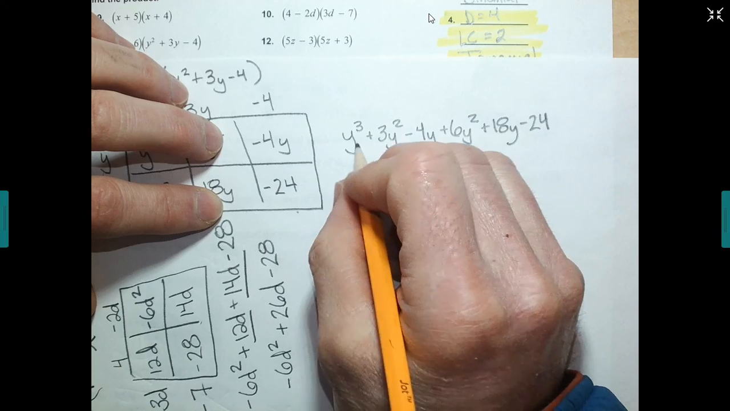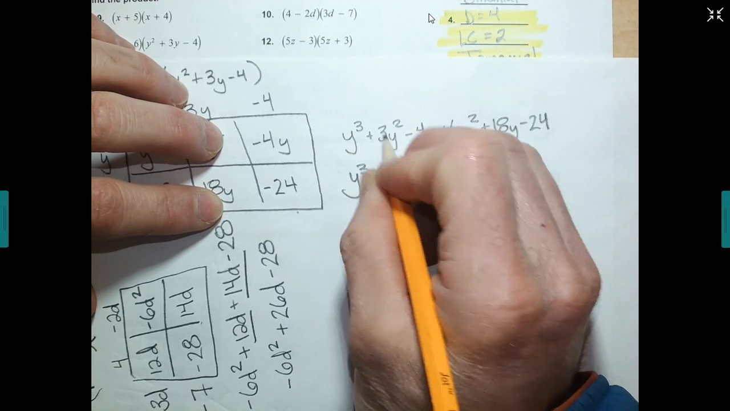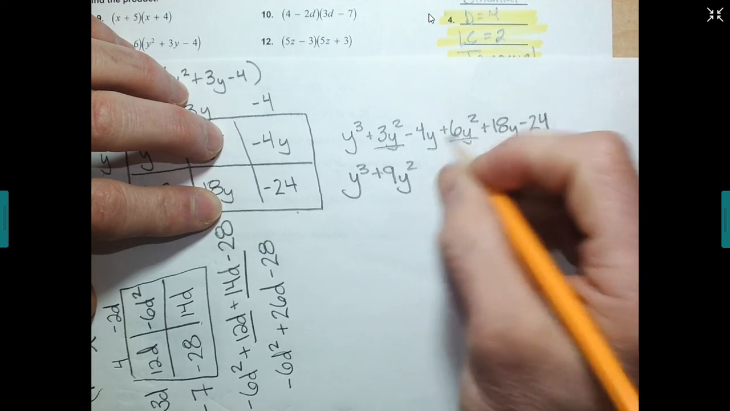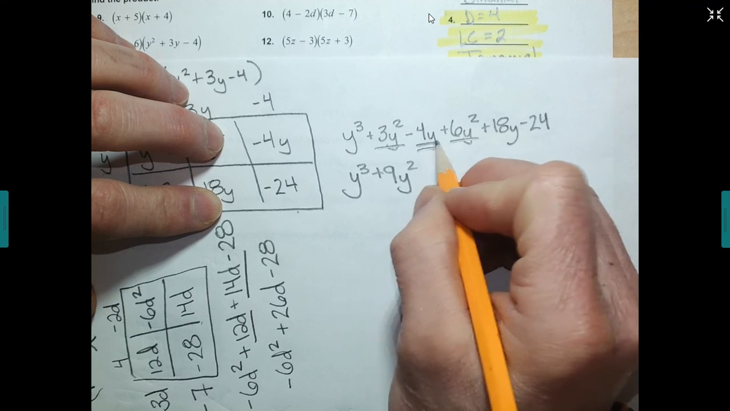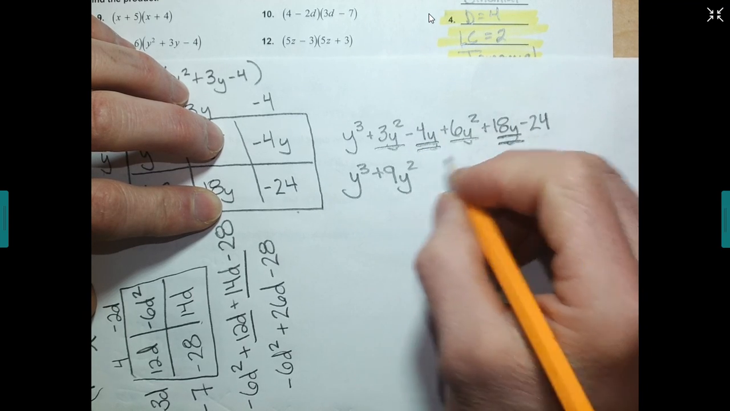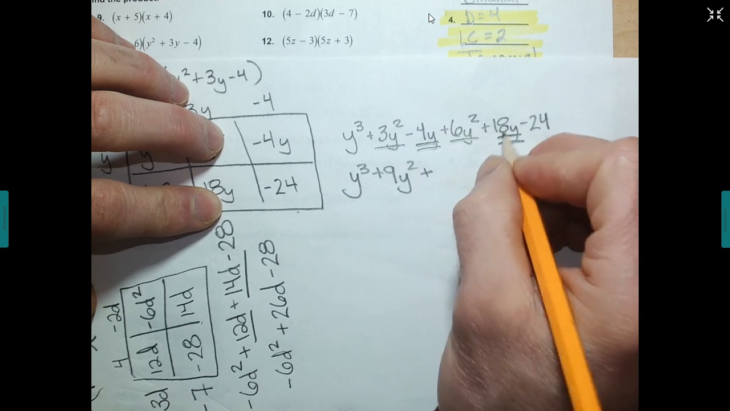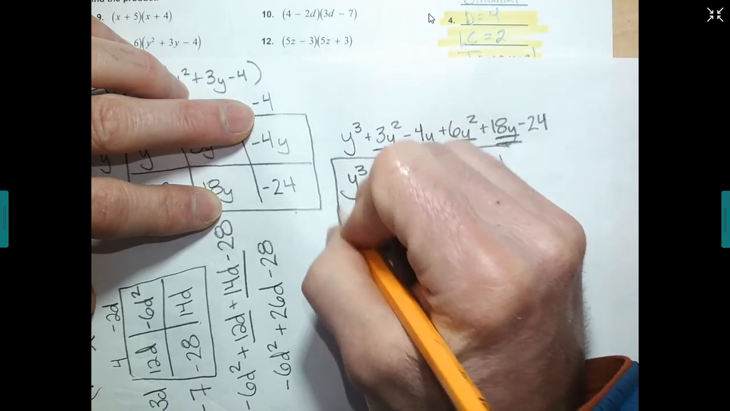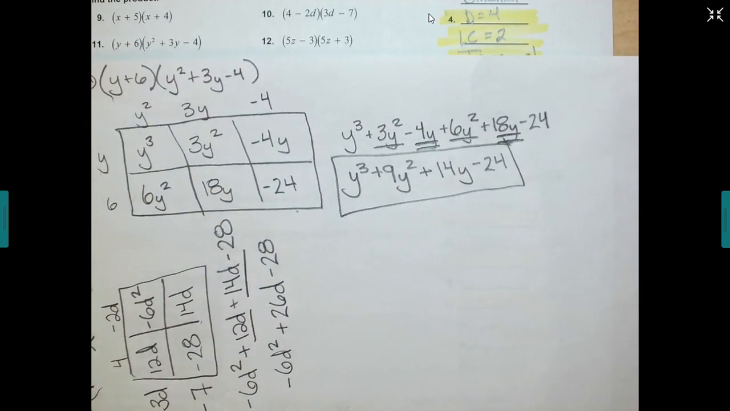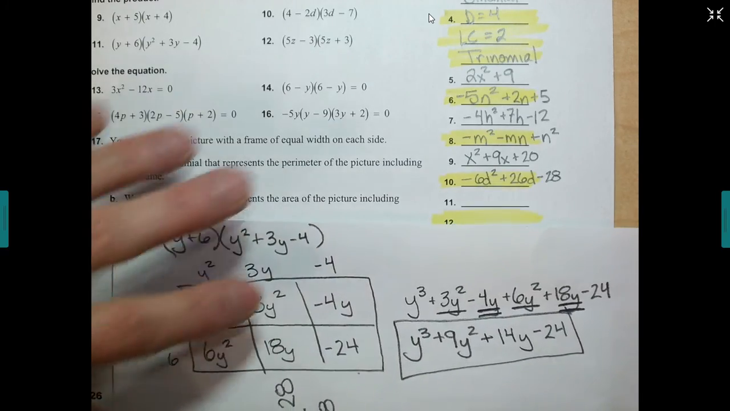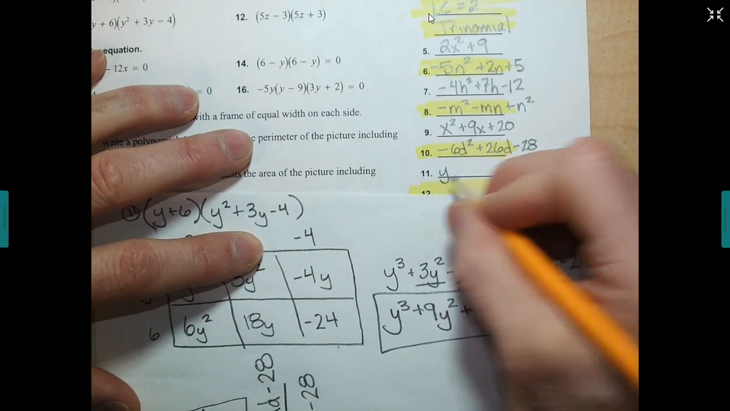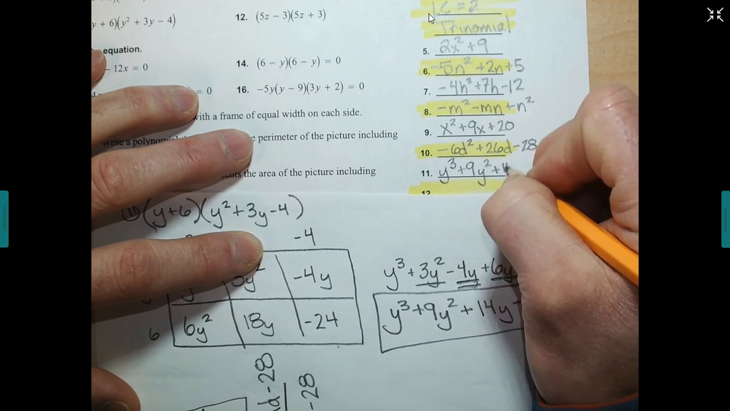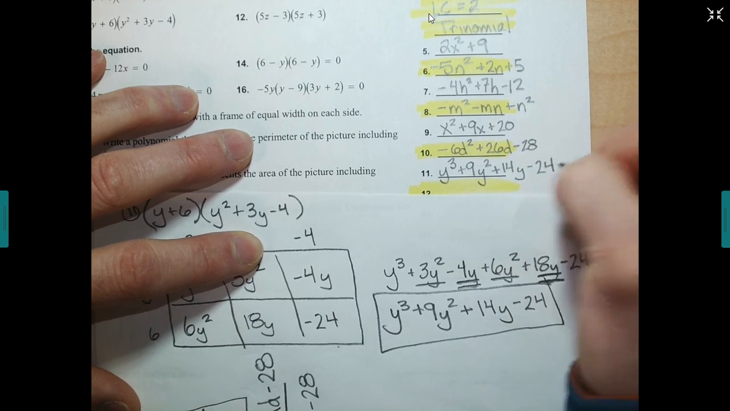So let's do y to the third, that's by itself, and then I have 3y squared, 6y squared, 9y squared, and then I have a negative 4y and an 18y. So negative 4, positive 18, that's a positive 14y minus 24. And that is number 11. So we have y to the third plus 9y squared plus 14y minus 24.